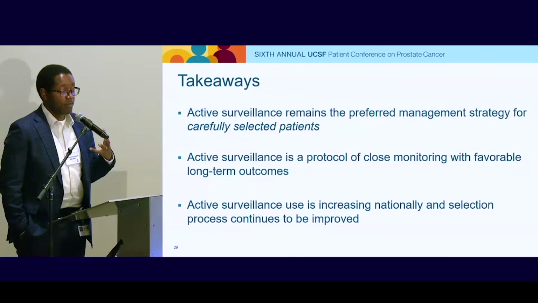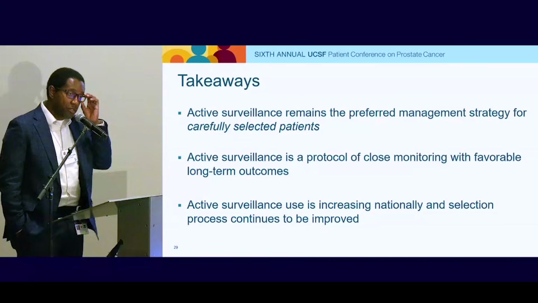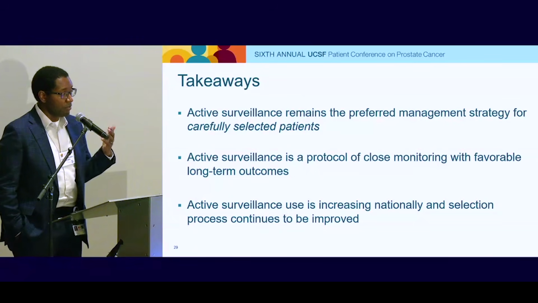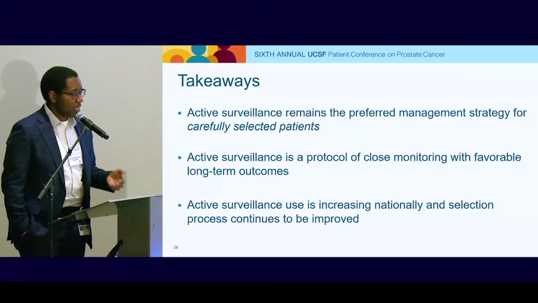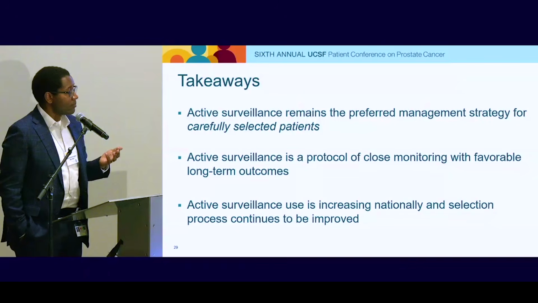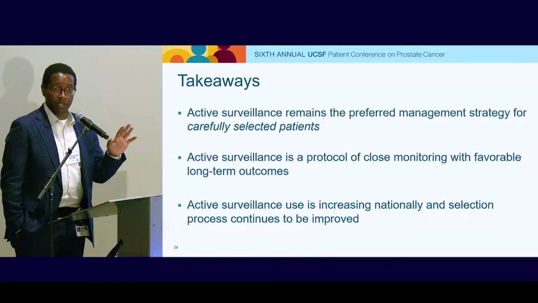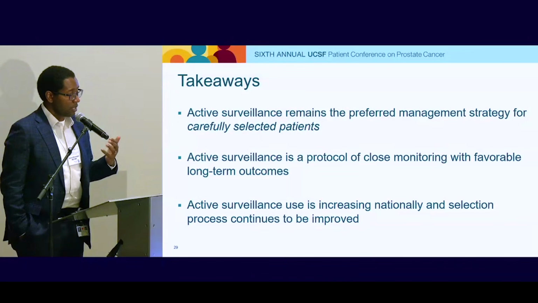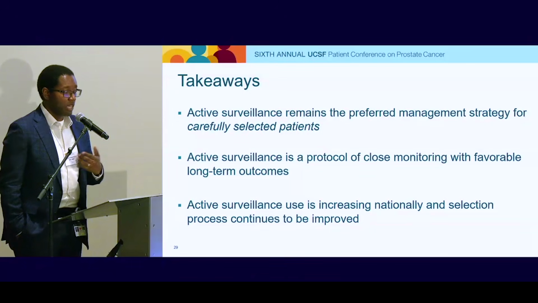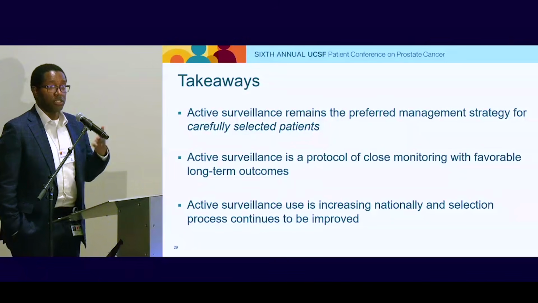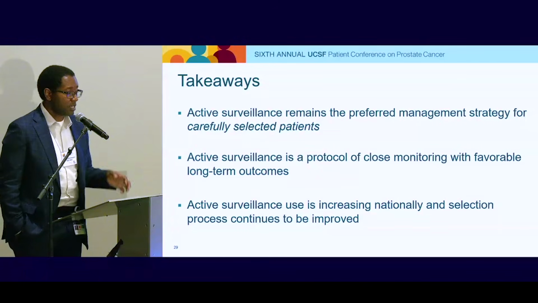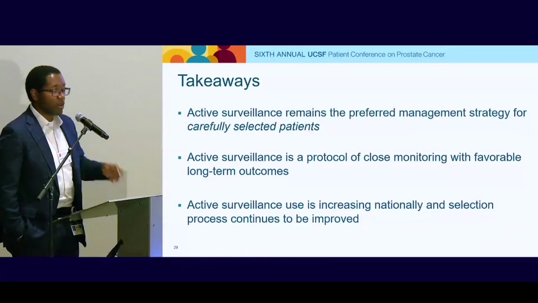Overall, active surveillance remains the preferred strategy for patients with Gleason 3+3 and those who have been carefully selected and accurately assessed at diagnosis. It's a protocol of close monitoring rather than kind of leave it and forget it for those with favorable disease and portends favorable outcomes long term. And we see that nationally its use has continued to increase, and we continue to refine the process to identify who may be eligible.